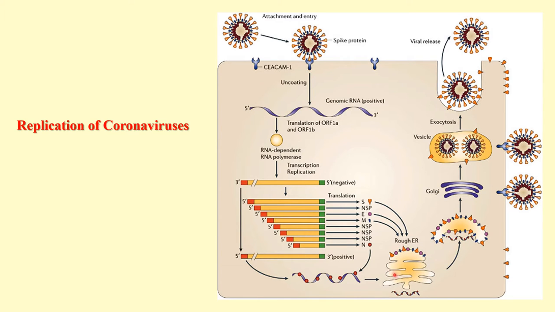And then in the rough endoplasmic reticulum, the newly synthesized viral RNA or positive strand RNA of the coronavirus which, as I mentioned previously, bound to the N protein to form the nucleocapsid RNA, will go and meet the newly synthesized viral proteins, which are the S, E, and M protein, which embedded themselves in the rough endoplasmic reticulum, in a process we call assembly.